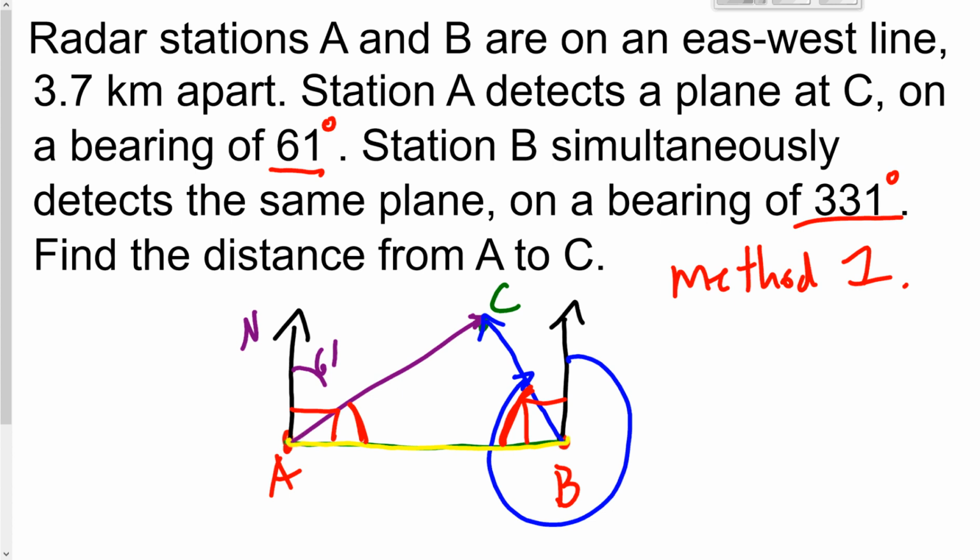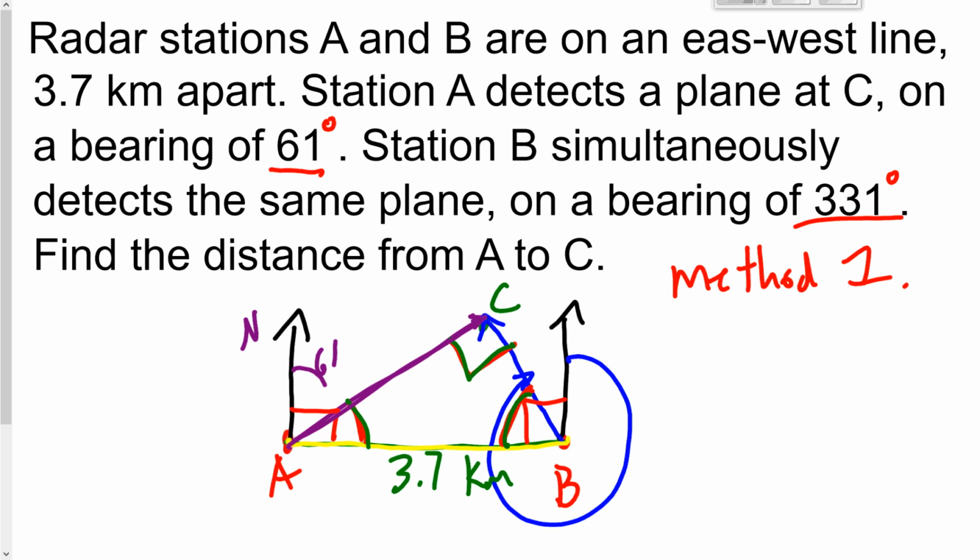Okay, so that means that C would also have to be a 90-degree angle. Because if green and green here add up to 90, there's only 180 in a triangle, so C would have to be 90. So we have a right triangle, and we know this distance between A and B is 3.7 kilometers. Now we're trying to find just the distance from A to C. We know the hypotenuse.